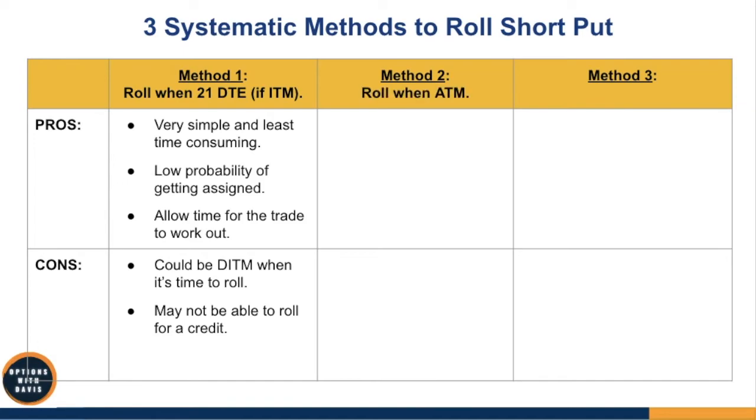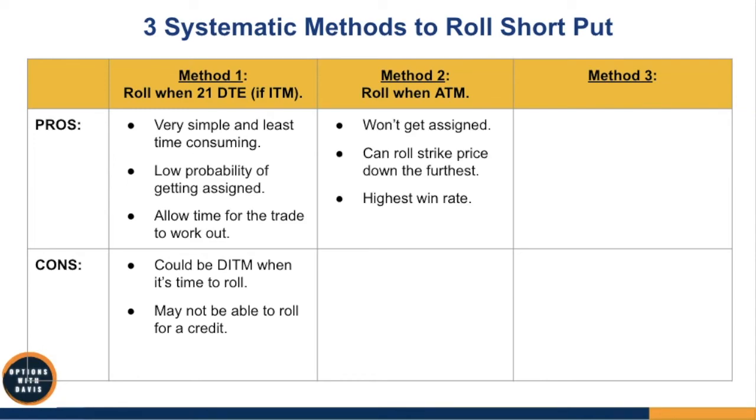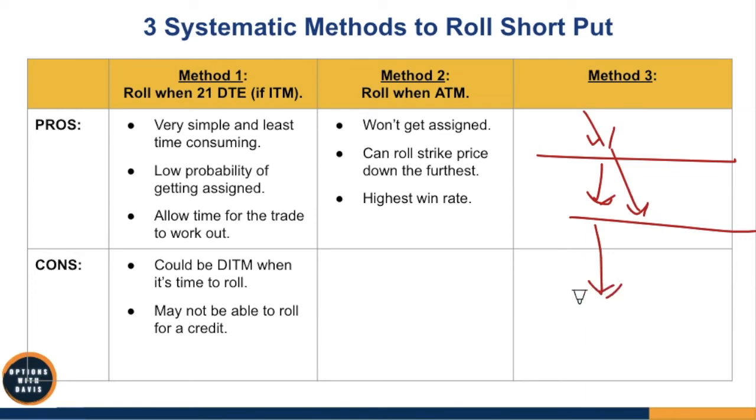Okay, so the second method is the aggressive method, which I've shared with you earlier, and that is to roll when it's at the money. The pro of this is that you won't get assigned, because the moment it reaches your strike price, you're just going to roll, right? If the market comes down here, you're going to roll it down, and if it drops again, you're just going to roll it down again, and you just keep doing this, rolling and rolling, basically to perpetuity, right?